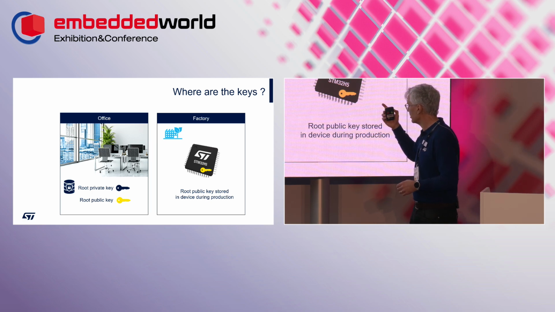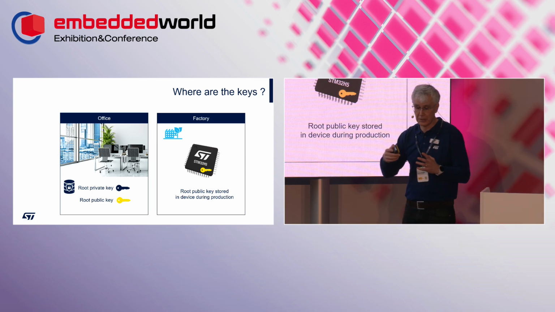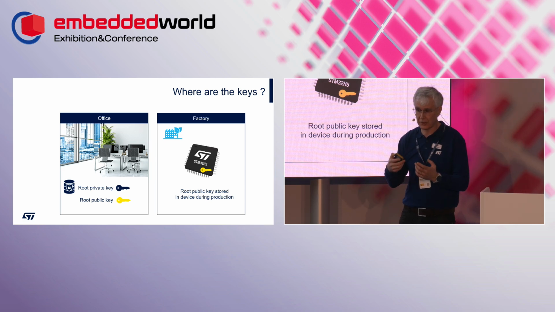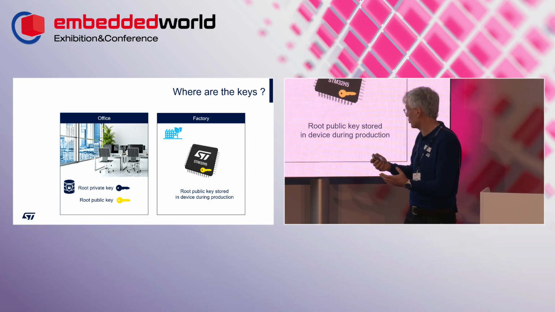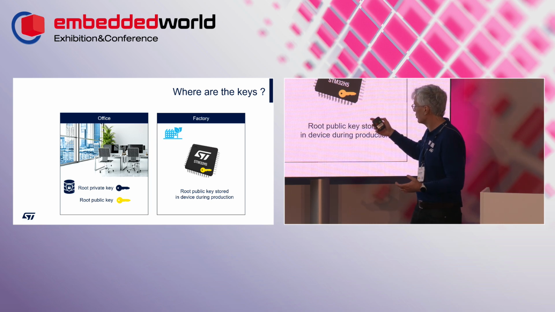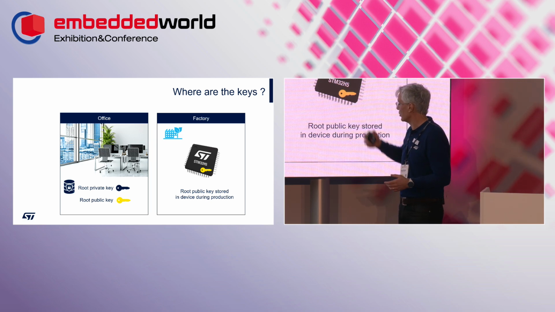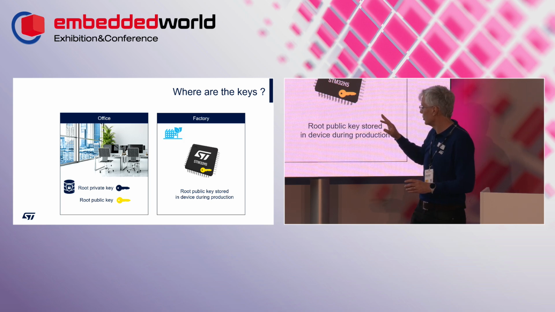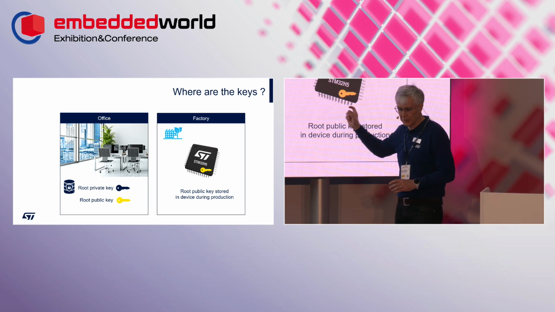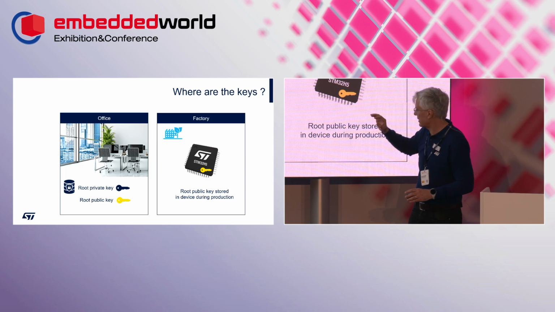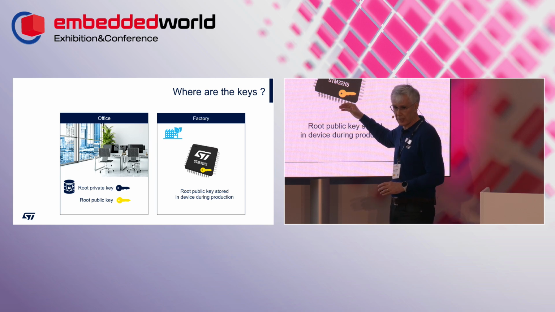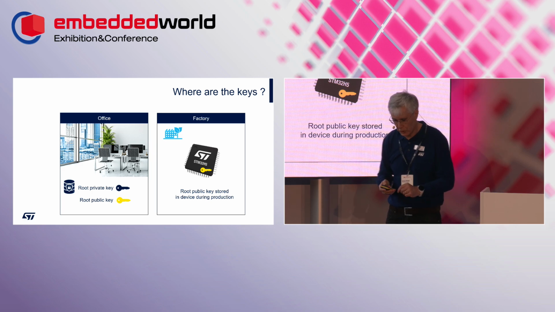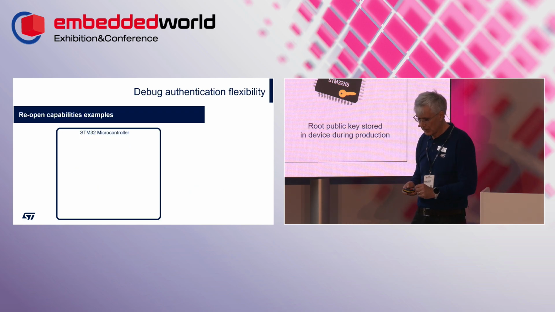So this is the only thing you have to do, and it's like with the U5 when you had a secret that you need to provision during production. You have to do this for debug authentication also. So this is the only thing you need to do. There is a second thing to do, but that is the debug authentication maximum capabilities, but I will not go into too much detail here.